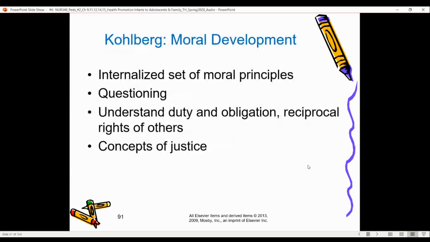With Kohlberg, moral development, they now have an internal set of moral patterns based on the family's belief patterns, but now they start to question those. Things like religion in the family. They will start to question whether they believe in God or the same God or whatever it is that the family has taught them.